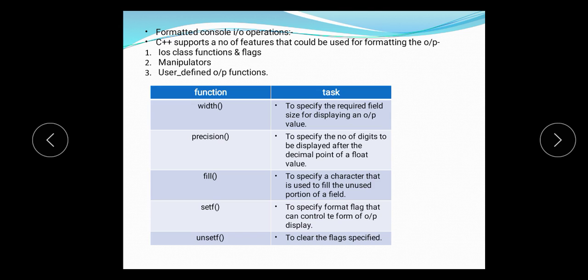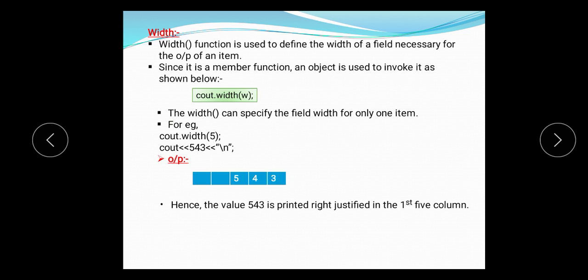Next is setf, that is the set flag, and the task of this set flag is to specify a format flag that can control the form of output display. Next is unsetf, that is the unset flag, to clear the flags that you specified. These are the functions and flags which are used in the ios stream class. Now we see them one by one.